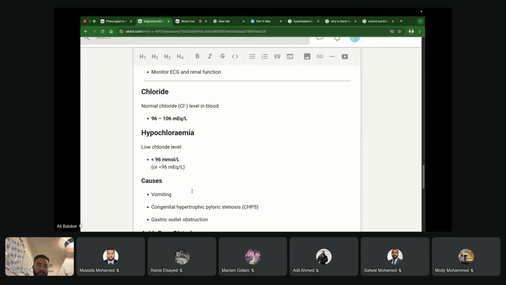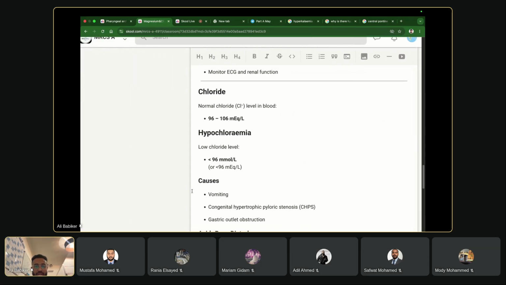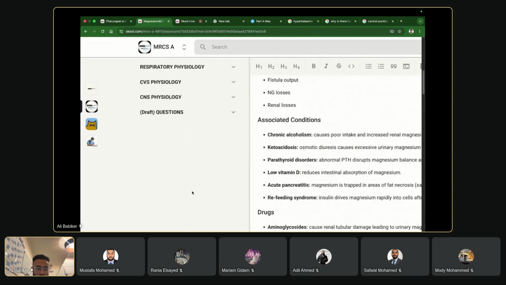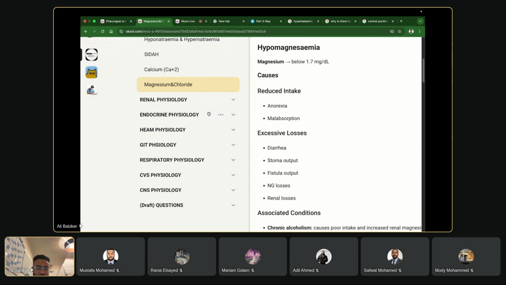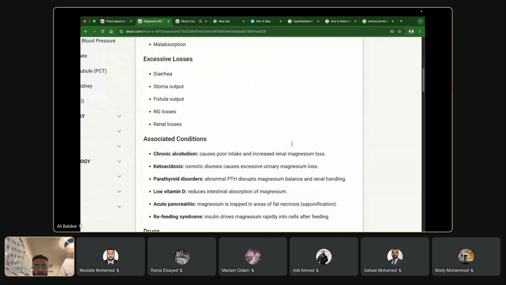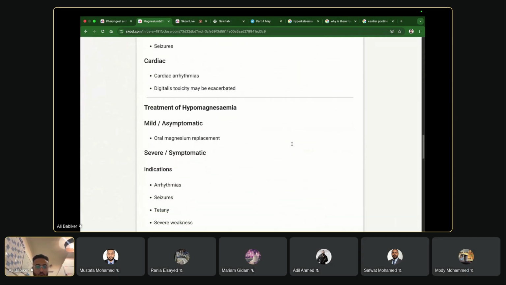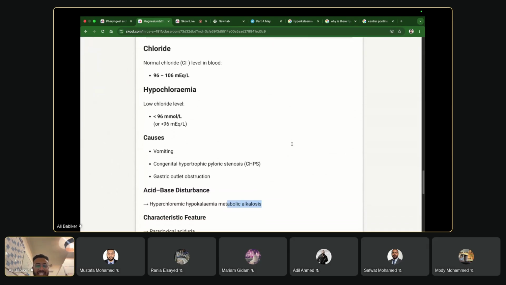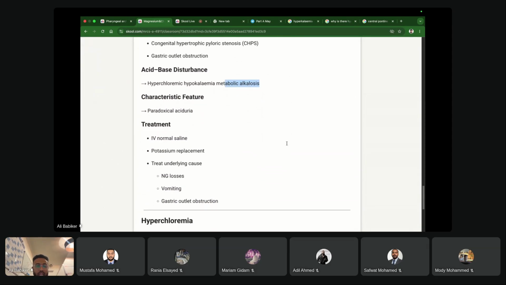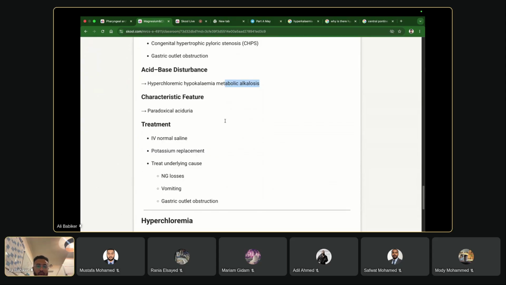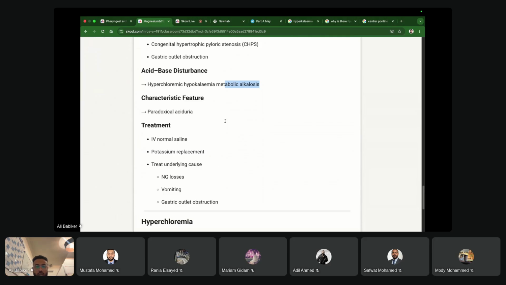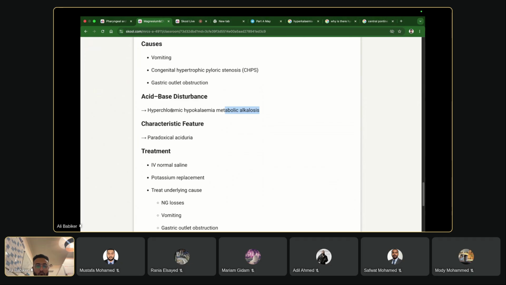Potassium is also involved. I will tell you the details of this one when we come to the renal physiology. Just bear with me. All I want you to know now is that with hypochloremia, there will be paradoxical aciduria. Treatment: you give IV normal saline, potassium replacement, and treat the underlying cause. Why do you give potassium replacement? Because there is hypochloremic, hypokalemic metabolic alkalosis. So the potassium is low.